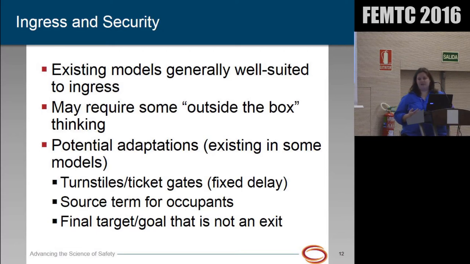So again, this is a new use. These models do, like I said, work relatively well right out of the box. There are some clever tweaks right now in the models that you do have to do to simulate this behavior. Some potential changes that might make this a little bit more organic to model would be to add things like ticket gate capabilities. I know some models have these, some don't, with a fixed delay, occupant source terms. And then again, ultimately, our final goal was not going to be an exit.